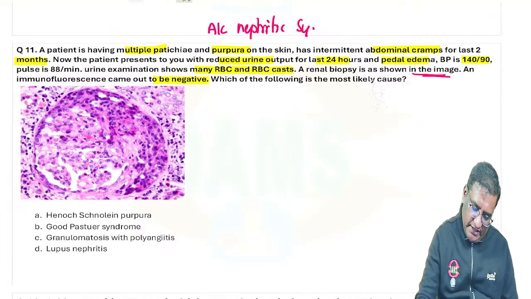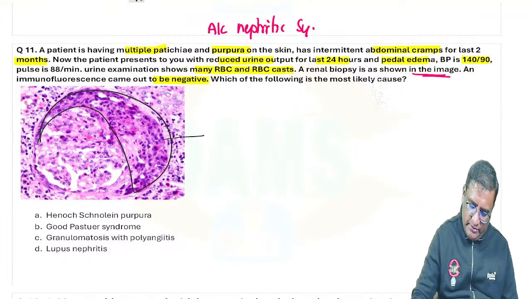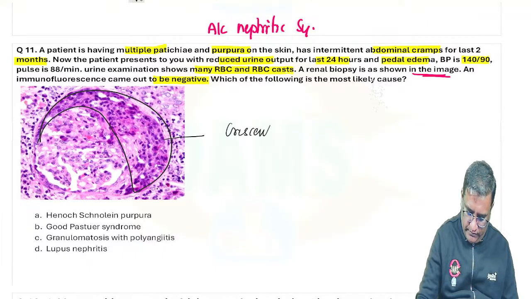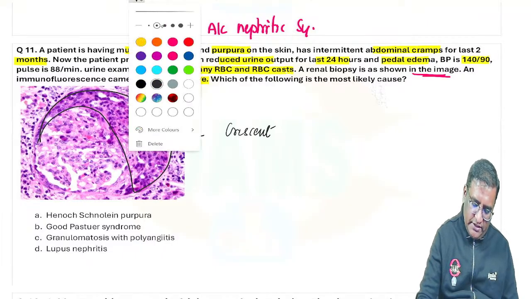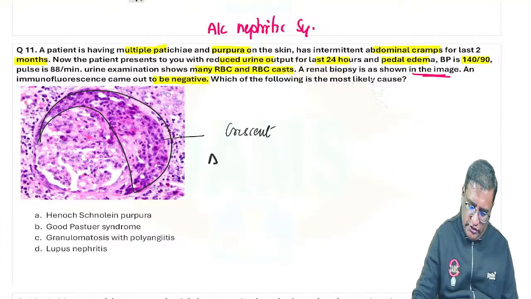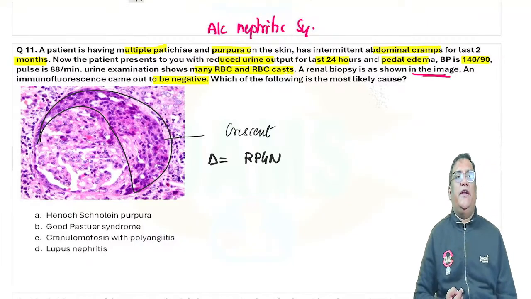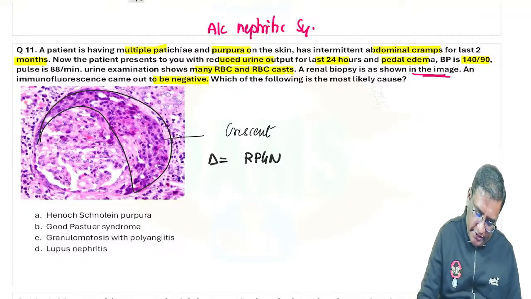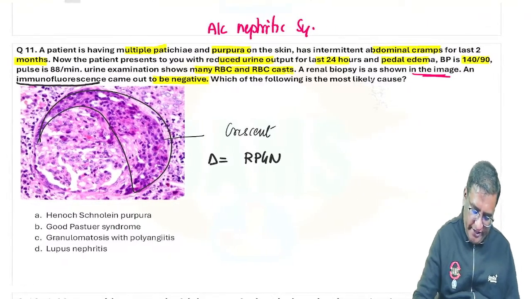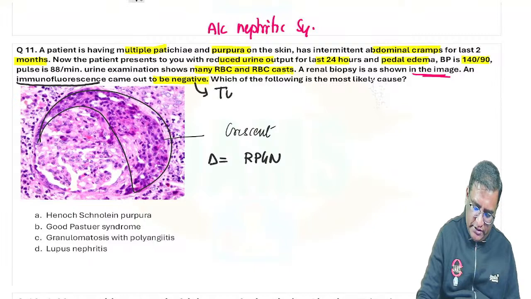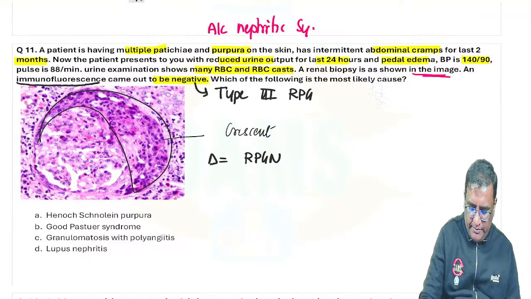So what is seen in the image? You can see what is in the image here. Look at this. This is your crescent shaped structure. If you are seeing such a crescent shaped structure, what is your diagnosis? Diagnosis will be RPGN or a crescentic glomerulonephritis. Important, IF turned out to be negative. That means it is a type 3 RPGN.